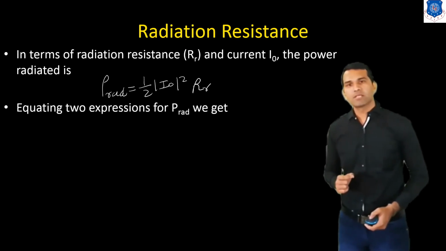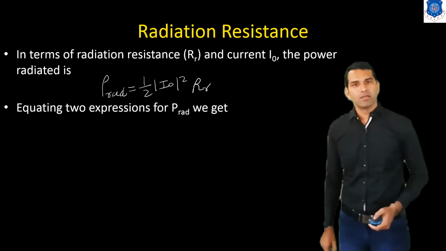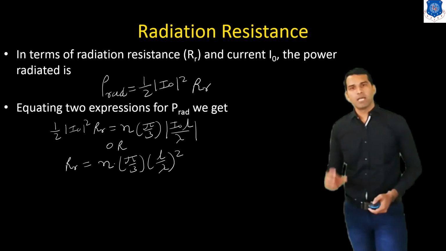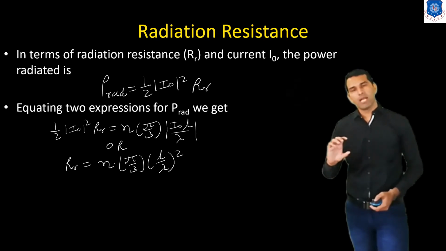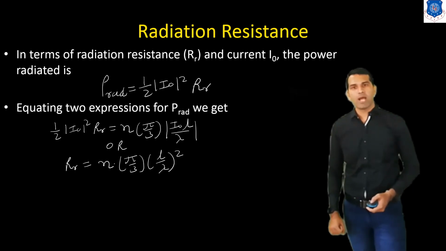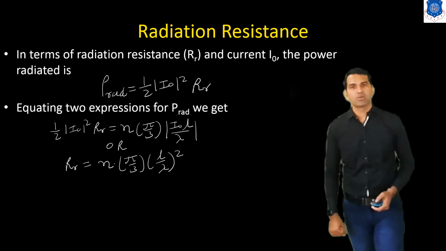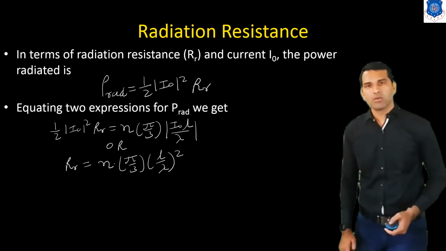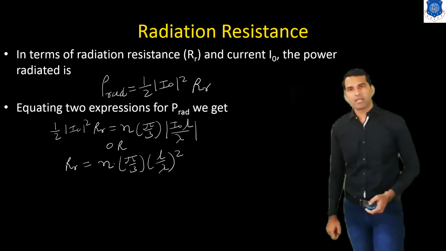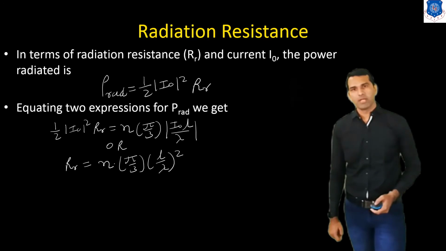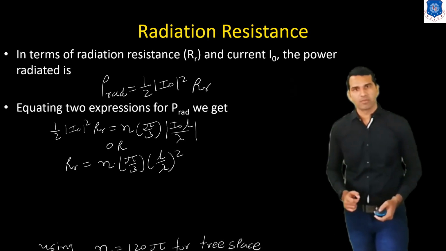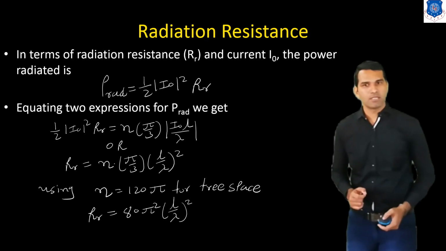Equating to the expression of R radiate, we get 1 by 2. That means here we put the value of the power radiated. So we write 1 by 2 I0 square RR is equal to eta pi by 3 I0 L upon lambda square. So we get RR is equal to eta pi by 3 (L upon lambda) square. This is the radiation resistance.